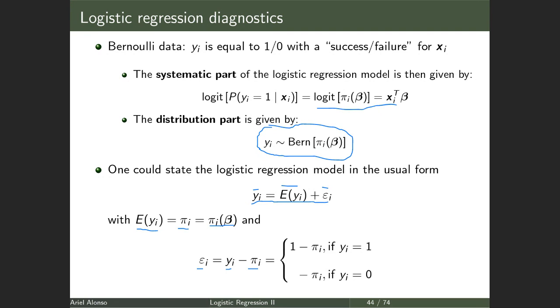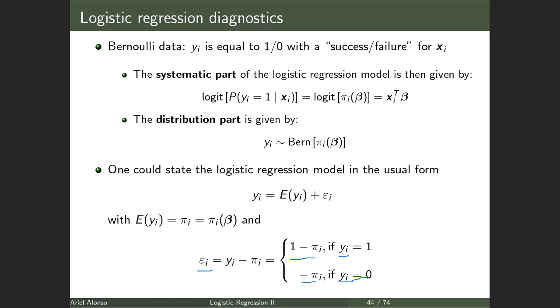In linear regression, the error term is your response minus what your model predicts. That's the epsilon, right? The only difference is that now this error term can only take two values. If y is 1, the error term is 1 minus pi, and then the pi cancels out and you get the 1. And if y is 0, then the error term is minus pi.